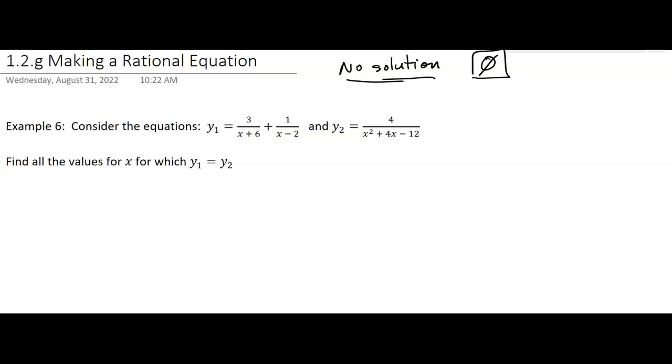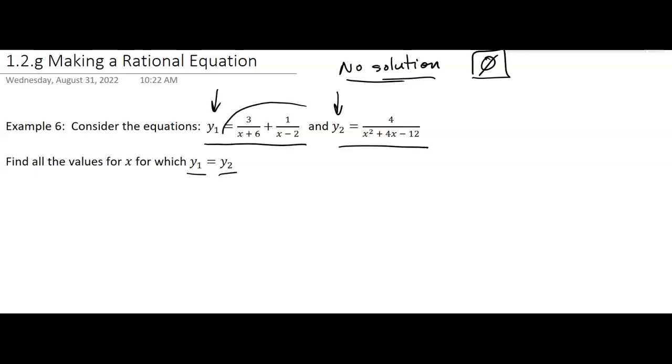Okay, so now we're going to talk about making a rational equation. This problem's worded a little bit differently, so I wanted to go over it. Consider the equations. They give us this equation, and they give us this equation. This is y sub 1, and this is y sub 2. And it says find all the values for x for which y sub 1 equals y sub 2.